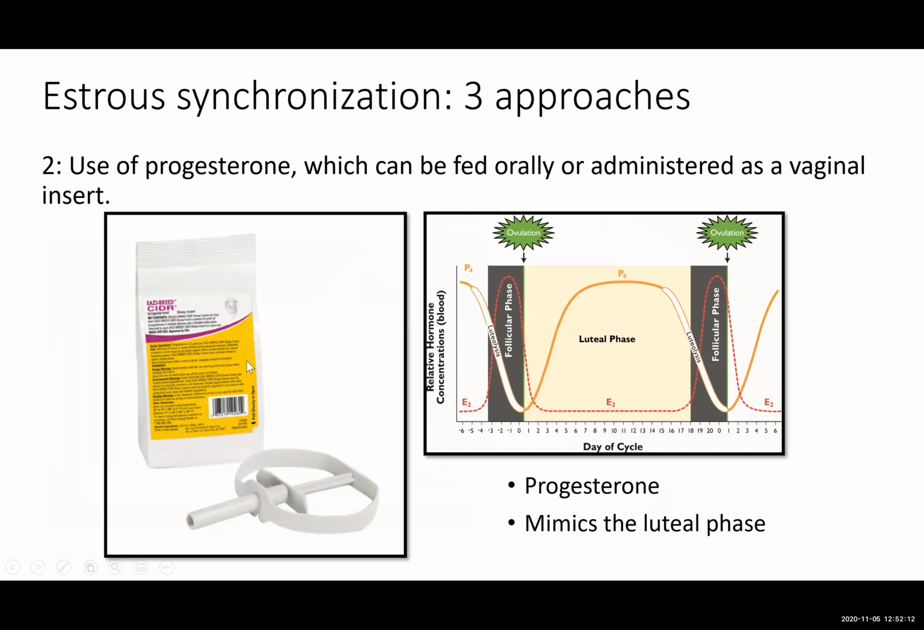Another one is what we call a CIDR, a controlled internal drug releasing device. It is basically progesterone. It's like an IUD in humans, except it just sits in the vagina of the animals, and it mimics this luteal phase. So it makes the body think that there's always a corpus luteum there, even if there's not.